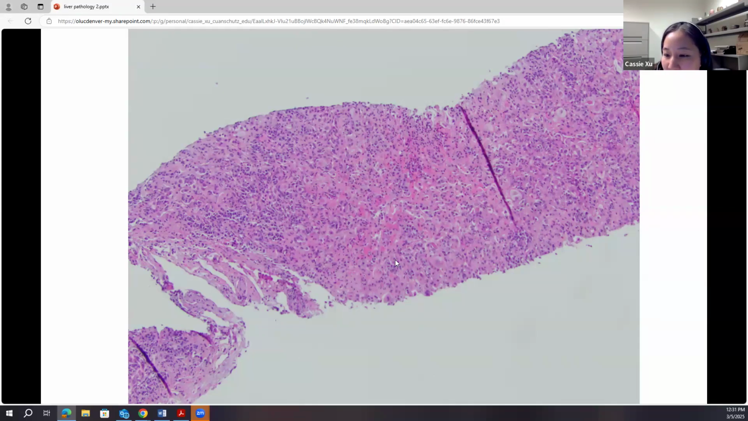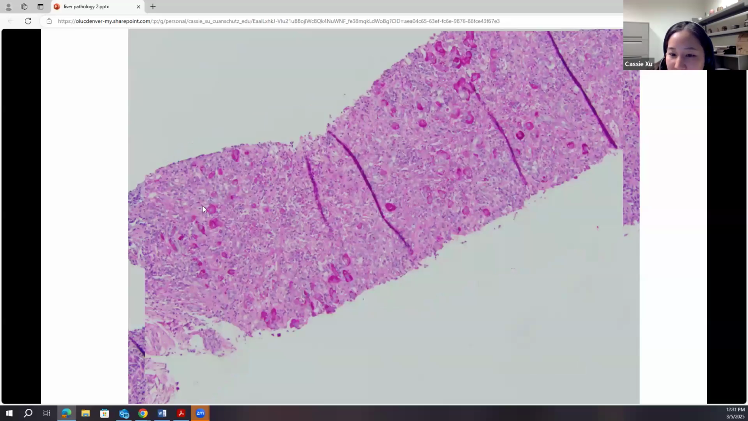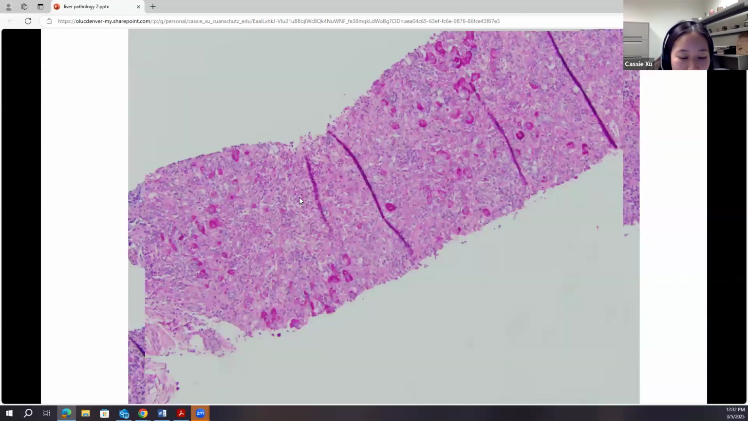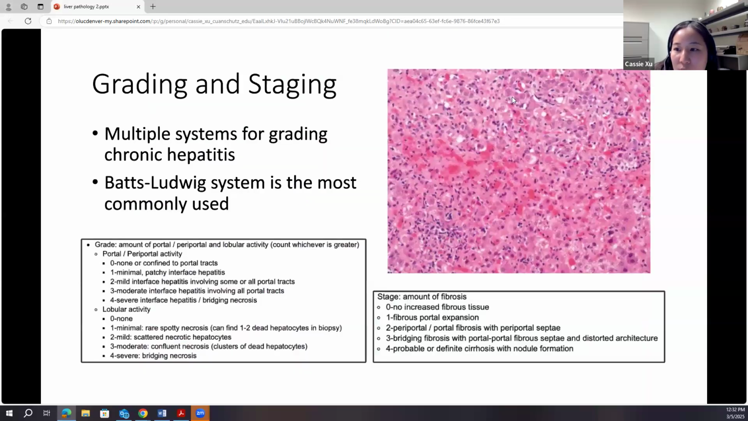Here in this area, you should see normal hepatocytes intervening, but they're all gone. It kind of has this pink appearance here, and then we can use our PAS-D stain to highlight this area. So this is consistent with bridging necrosis, which would be a grade 4, severely active autoimmune hepatitis. So for the grading and staging, the Ludwig system is the most commonly used.